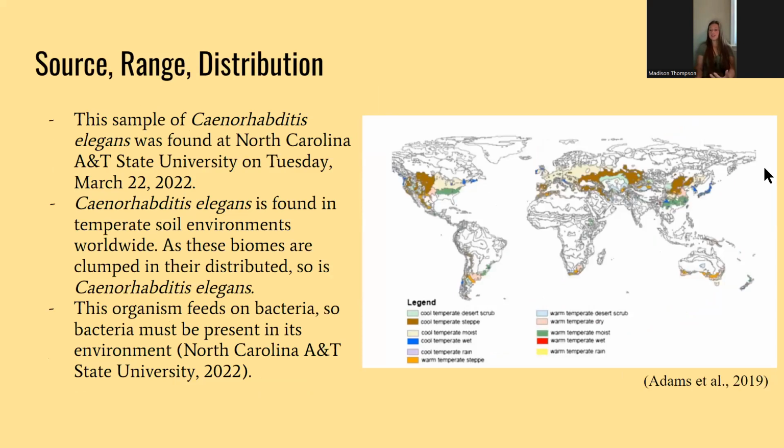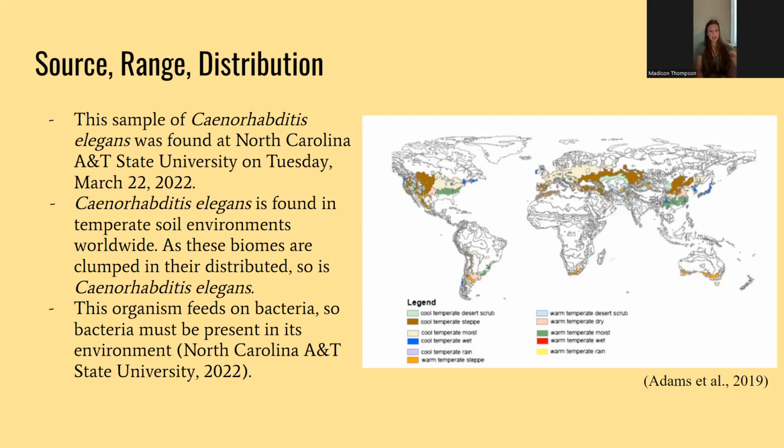This is a map of the source, range, and distribution of Caenorhabditis elegans as they are found naturally. These organisms are typically found throughout the world in a laboratory setting, so it's not fair to say, oh, they're found here and here. This is instead their locations where they can survive and do survive.